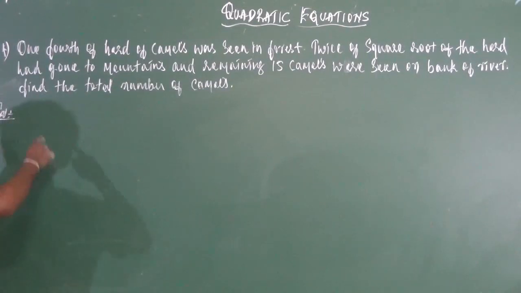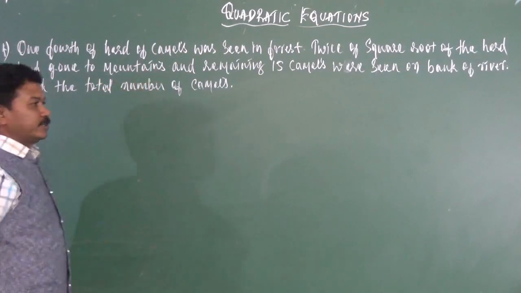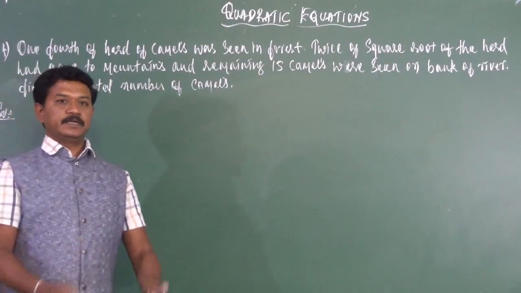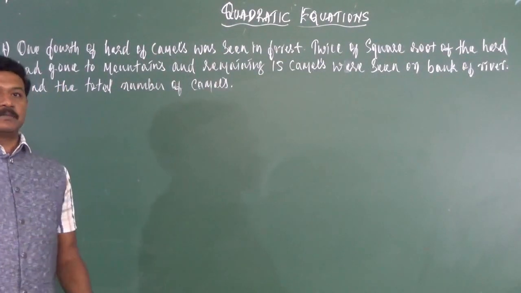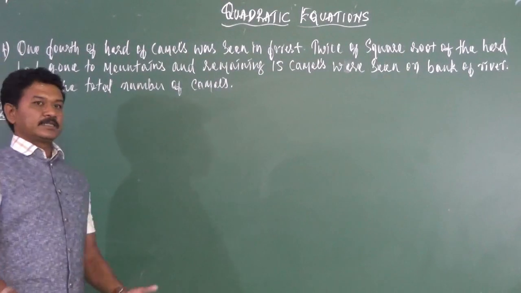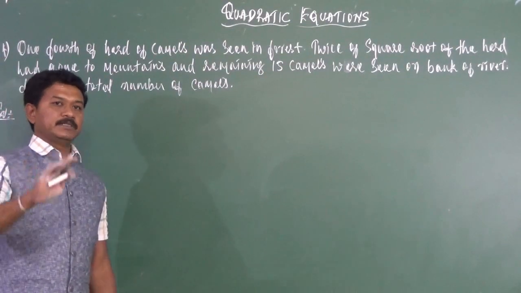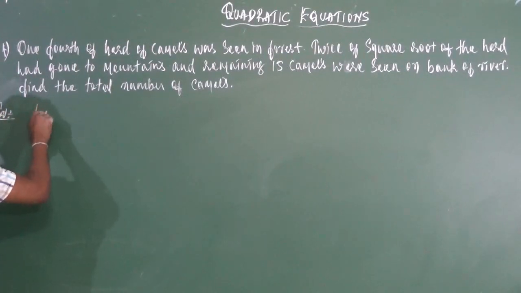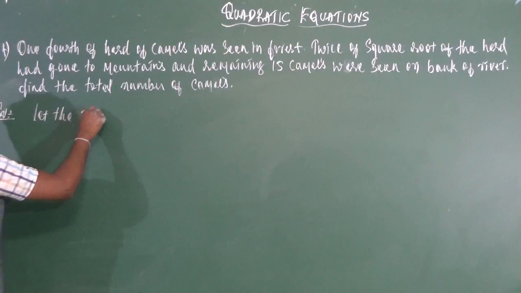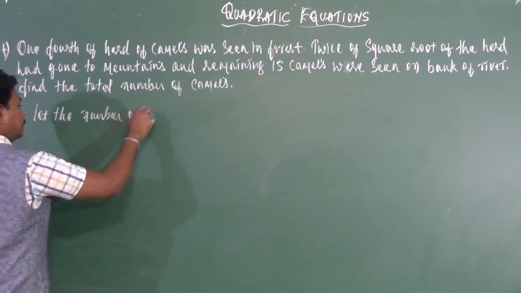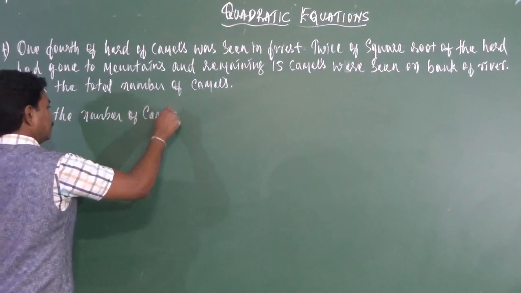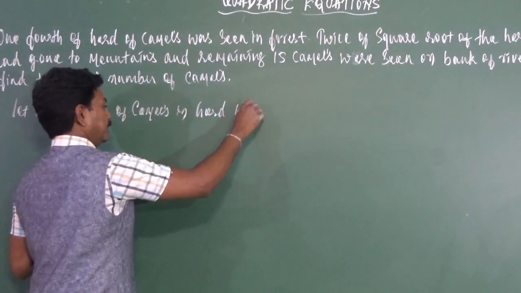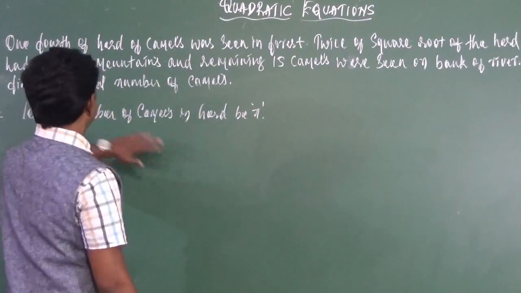Okay. So 1/4 of the herd of camels. Herd of camels means a big group of camels is called a herd of camels. So here we do not know how many camels are there in that herd. Okay, let us guess it. Let the number of camels in the herd be X. Right? So I will write down the problem. Let the number of camels in the herd be X. Okay, now we will proceed with the problem.